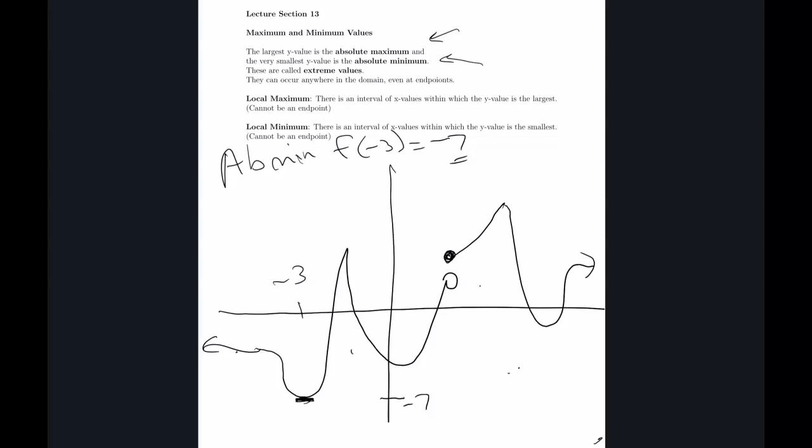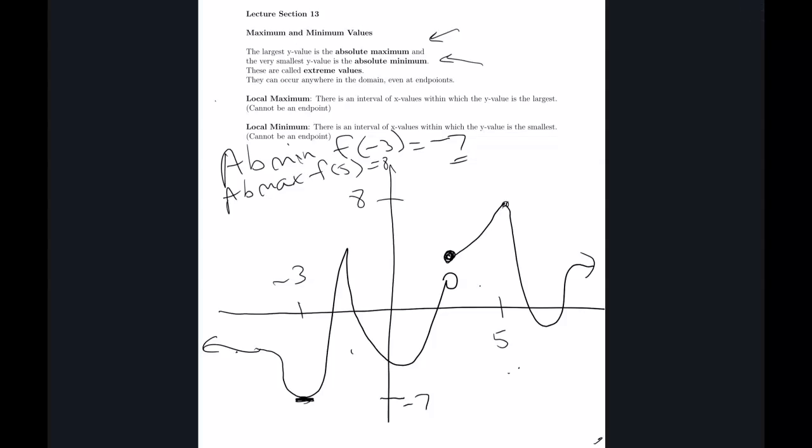All right, so what about the maximum? The very, very highest, that would be this point, right? So if I call this 5 and call this 8, the absolute max occurs at f of 5, which is 8. So that's the highest y value.